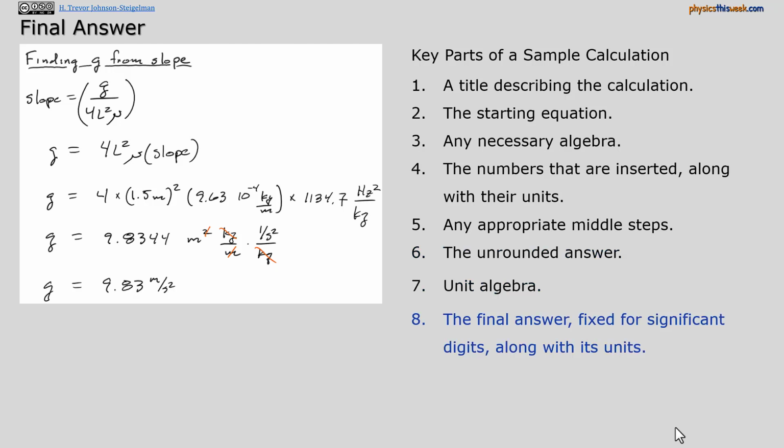Finally, write down the answer, fixed for significant digits. Combine any units where appropriate. For example, the units Newton meters could be combined into J for joules.